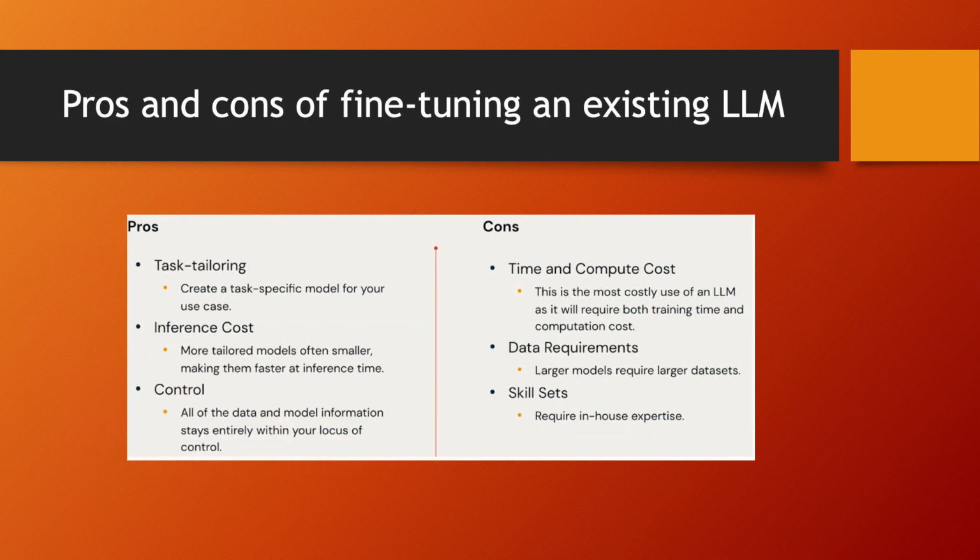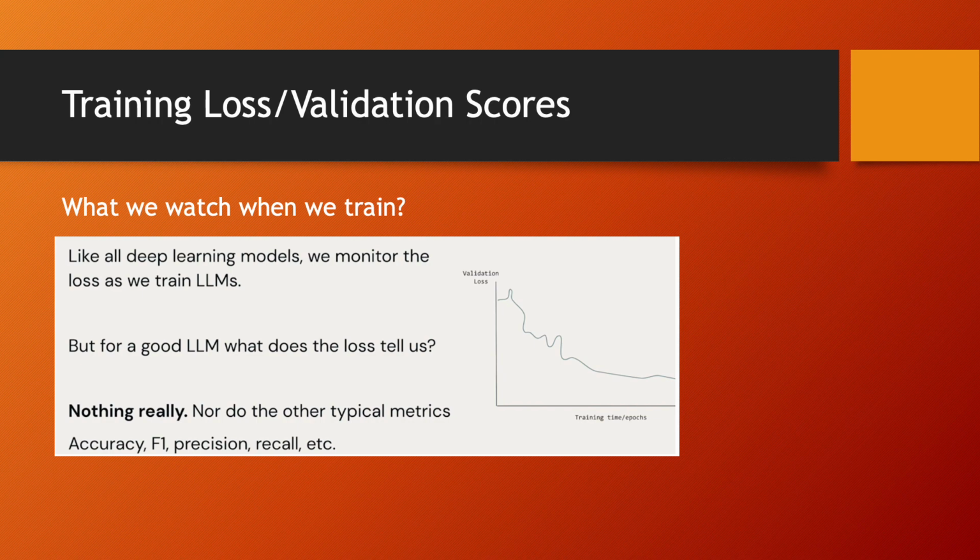And here are the pros and cons of fine-tuning an existing LLM. In pros, you have task tailoring, which means creating a task-specific model for your use case. Inference cost, more tailored models are often smaller, making them faster at inference time. Control, all of the data and model information stays entirely within your control. Cons, there's a time and compute cost. This is the most costly use of an LLM, as it will require both training time and computation time. Data requirements, larger models require larger data sets and skill sets. This requires in-house expertise. So how do we evaluate these LLMs?